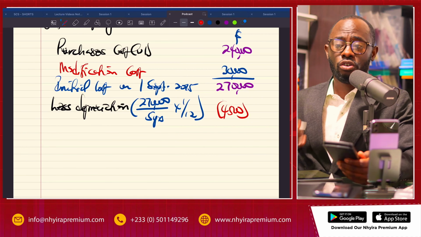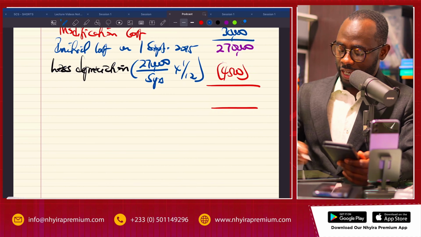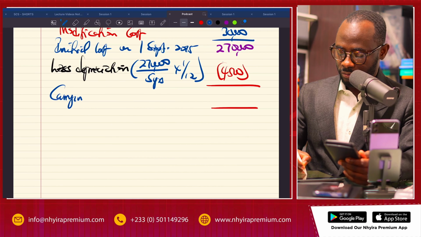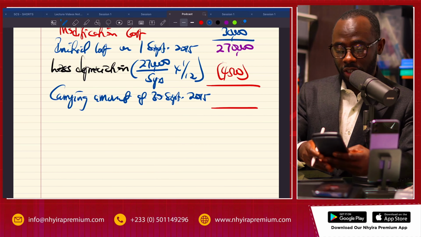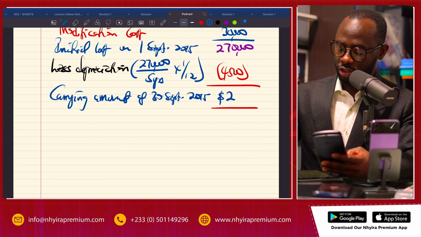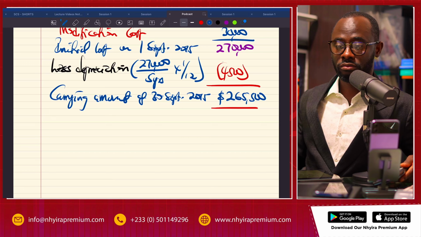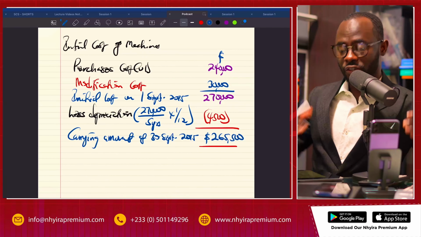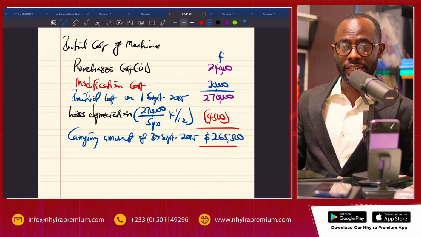So that is going to go to the profit or loss for the year, so that the carrying amount at the end of the year, at 30th September 2015, would then be 270,000 less 4,500, that'll be 265,500. This is what will go on the face of the statement of financial position at the year end.